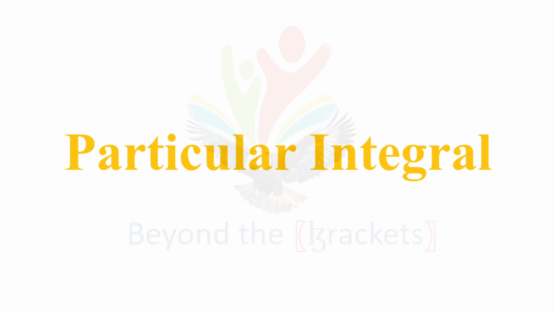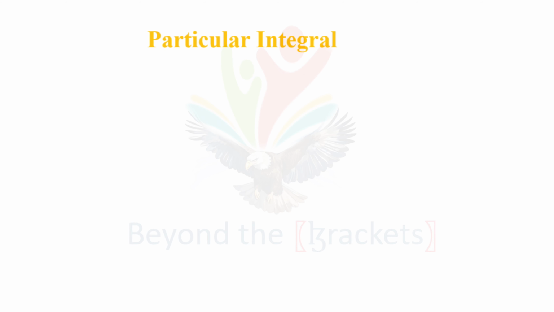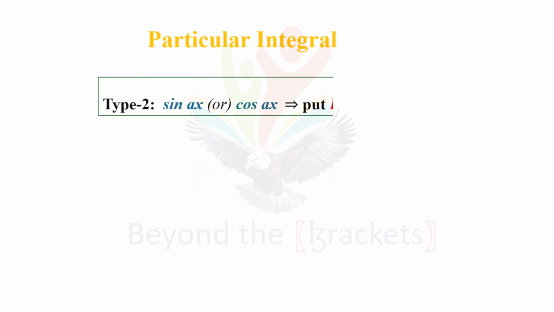Today we'll continue our discussion on particular integrals of type 2, where the right hand side contains sin ax or cos ax. For this, the substitution is d square is equal to minus a square, because the second derivative of sin or cos gives minus a square times the function.